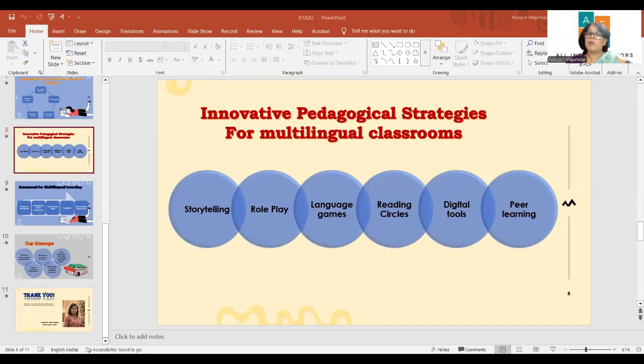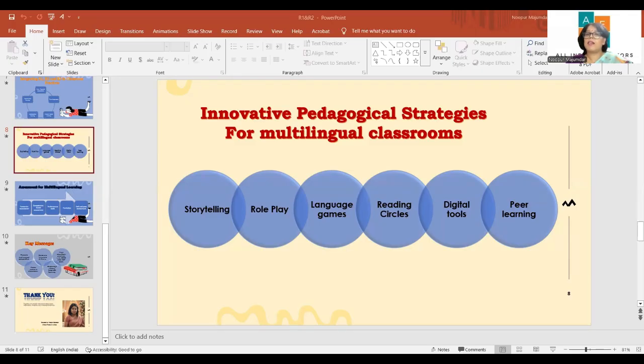Earlier, you all will agree that the teacher used to talk and students used to listen. Now, teachers are facilitators. Students communicate, collaborate, create, and reflect. And this is the essence of competency-based education of CBSE.